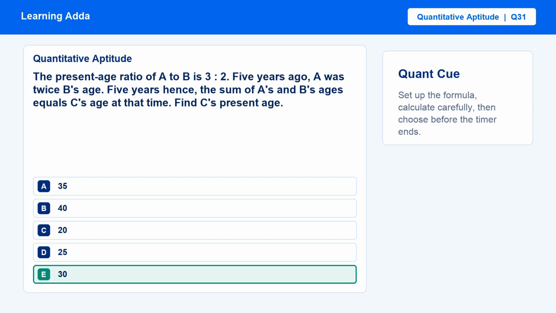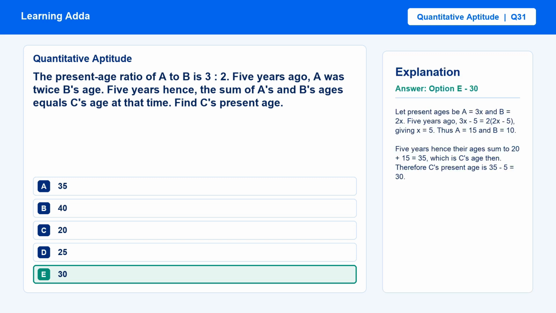The answer is option E, 30. Let present ages be A is equal to 3x and B is equal to 2x. 5 years ago, 3x minus 5 is equal to 2 times (2x minus 5), giving x is equal to 5. Thus A is equal to 15 and B is equal to 10. 5 years hence their ages sum to 20 plus 15 equals 35, which is C's age then. Therefore C's present age is 35 minus 5 is equal to 30.